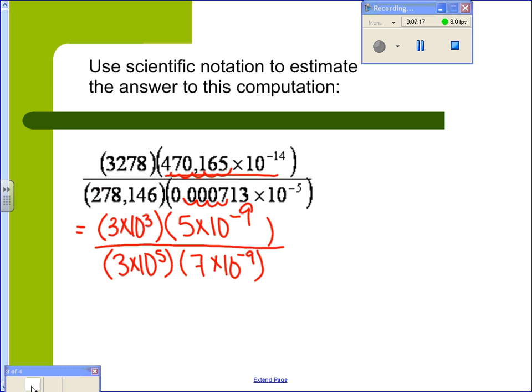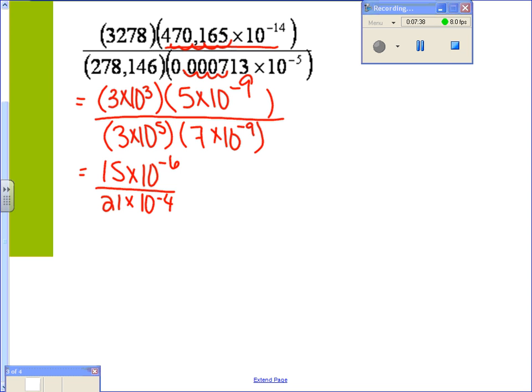Now what do you do? Okay, what would you do for the numerator? Over what? I don't know what 50 is. That's not scientific notation. That's why. Times 10 to the what?